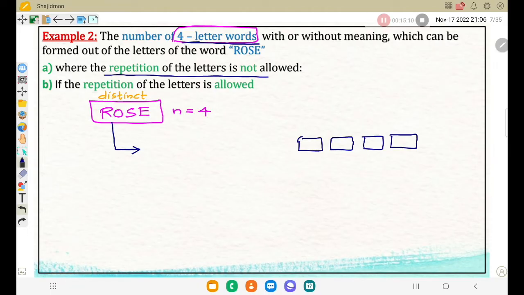Where the repetition of the letters is not allowed. Repetition not allowed, okay? So I am writing here, not repeat. That is the first part of the question. How many words can we create with 4 letters?